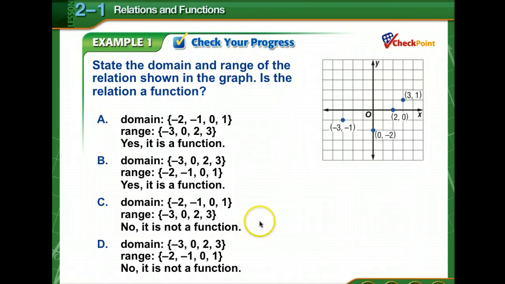Now I want you to state the domain and range of the relation shown in this graph and tell me, is it a function? So pause for a moment and check out the answers and choose the best answer. Okay, the domain is listed in the range, and yes, it is a function.